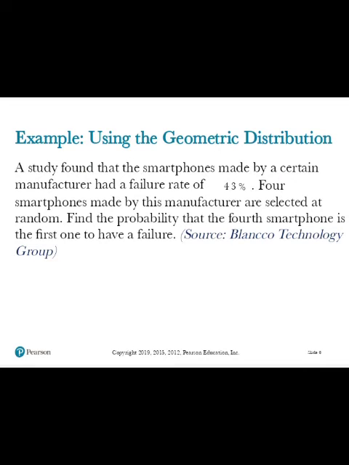So let's have this example from Blanco Technology Group. It stated that a study found that the smartphones made by a certain manufacturer had a failure rate of 43%. Four smartphones made by the manufacturer are selected at random. Find the probability that the fourth smartphone is the first one to have a failure.